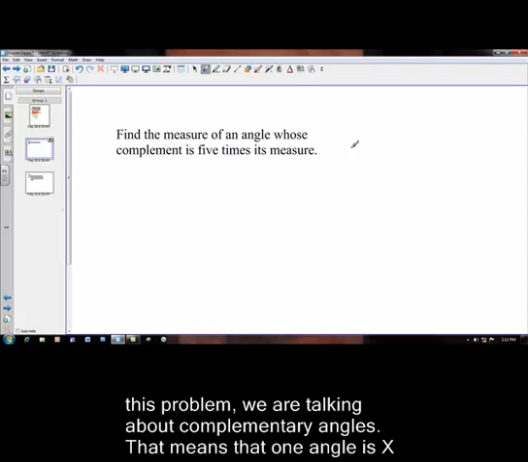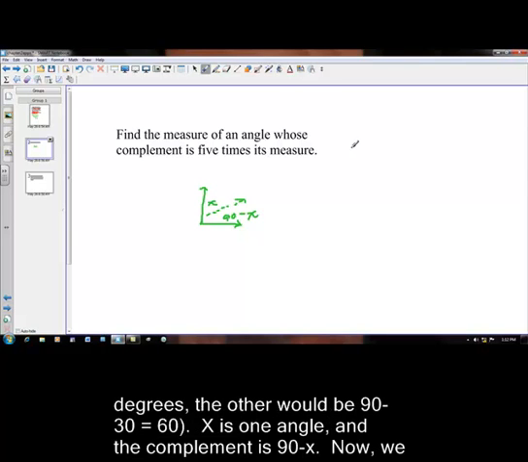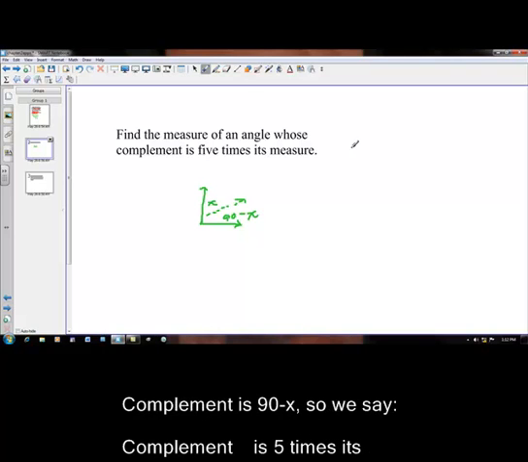That means that one angle is x and 90 minus x is the other angle. If you add the angles and get 90, then let's say one of them is 30 degrees. The other would have to be 60 because 90 minus 30 is equal to 60. x is one angle and the complement is 90 minus x. Now we just substitute the language into the problem. When the problem says the complement is, we use 90 minus x for the complement.